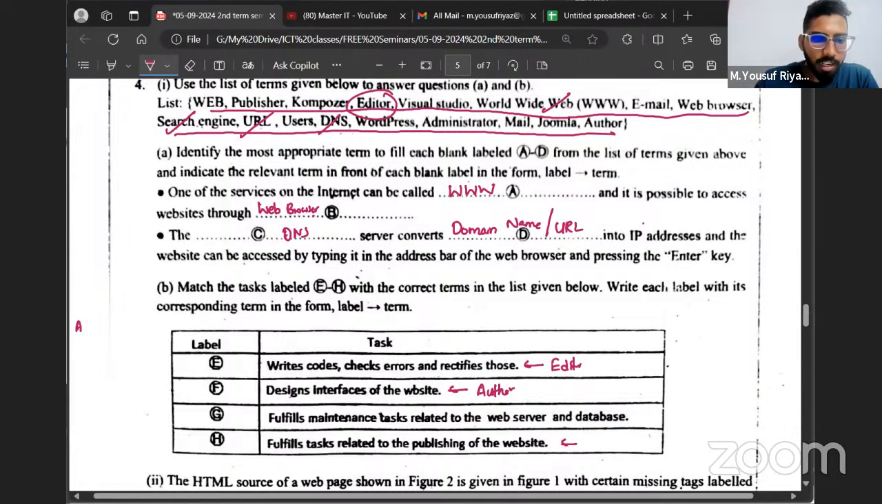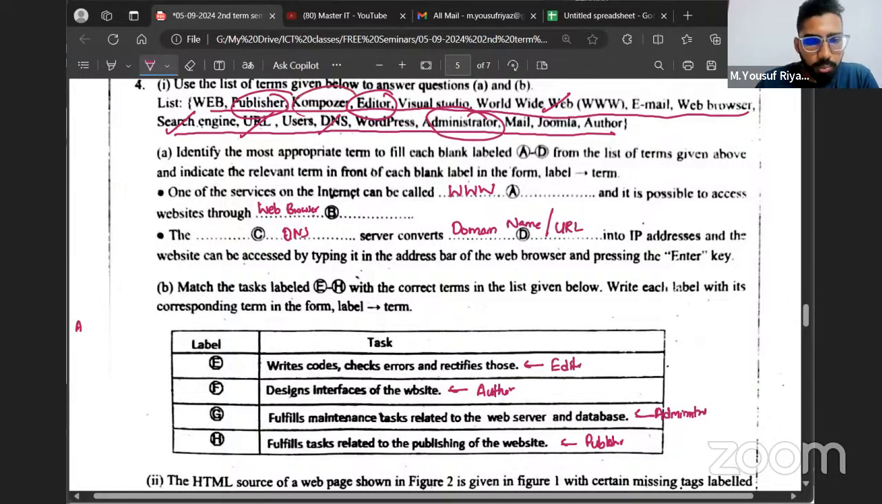Again, are they related to the fifth lesson? Also, you don't have the fifth lesson, no. So I can ignore this for now, but publisher, and fulfills maintenance tasks related to the web server and database. Maintenance is done by the administrator. Again, this is related to the fifth lesson, so you don't have this, no, you can ignore it.